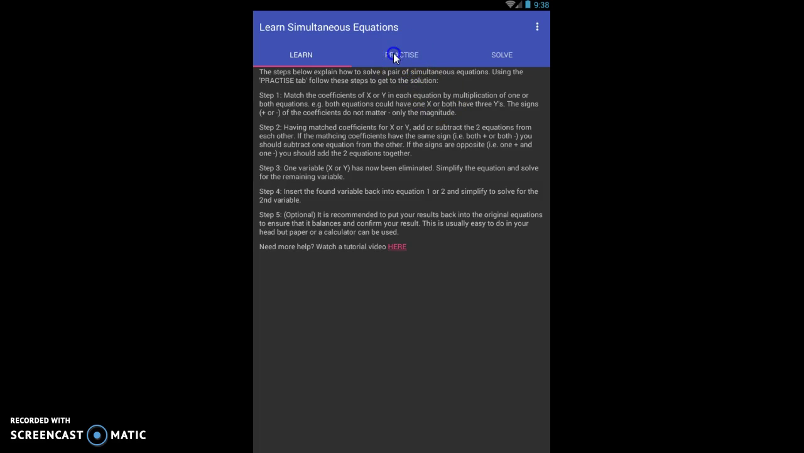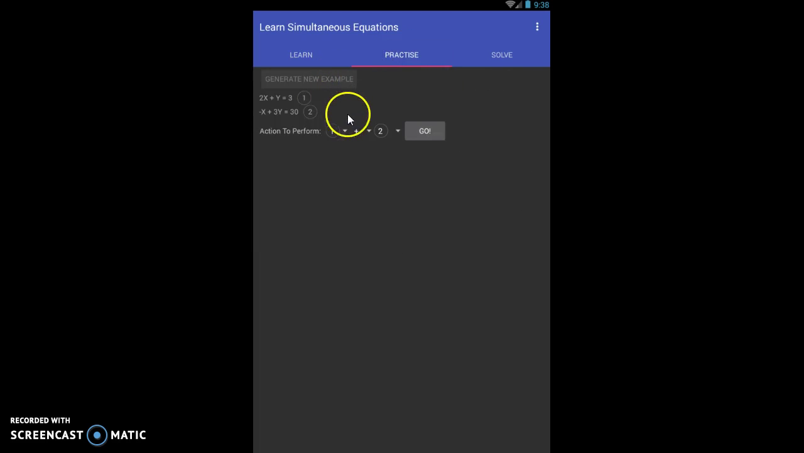So if we go over to the Practice tab, generate a new example, we get two equations, equation 1 and equation 2. They're labelled with these numbers in circles. In this case, we can multiply equation 2 by 2 to get 2x here and 2x here. The sign is irrelevant at this point because we just need the magnitude of the coefficient to be the same. Alternatively, we could take equation 1 and multiply by 3 to match 3y in both cases.